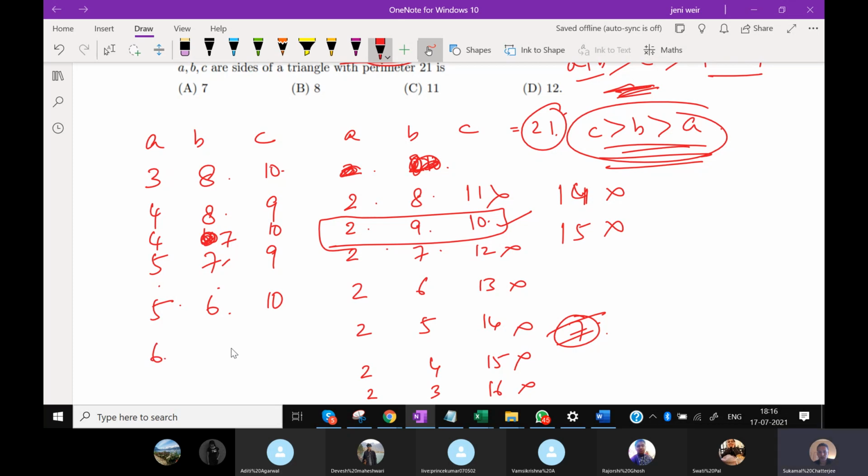Then with 6, I can take 21 minus 6 is 15. So 7 and 8. Right? With 7, it will be 14. That means, no, I can't do anything with 7. So these many are the triangles. So that means 1, 2, 3, 4, 5, 6, 7. So only 7 pairs of triangles are possible.